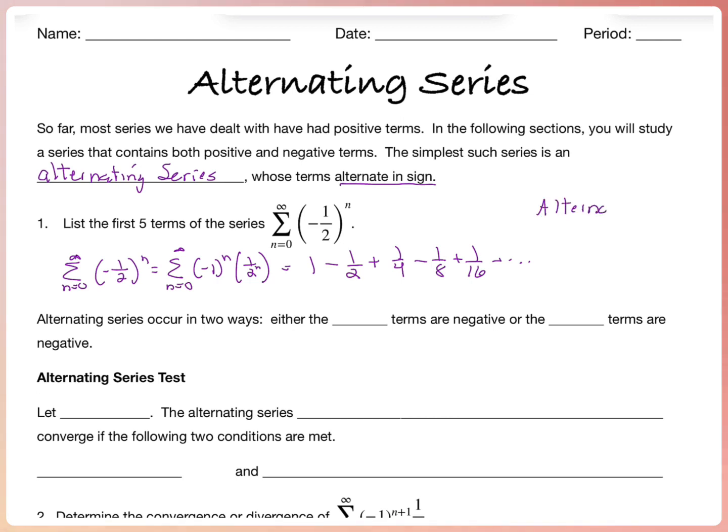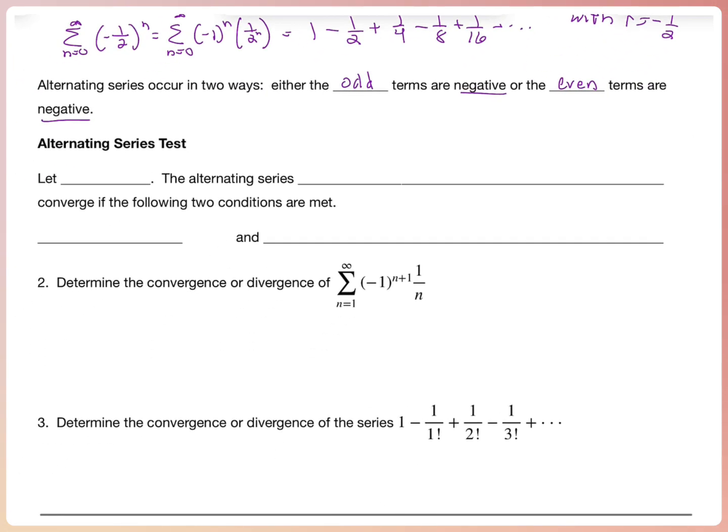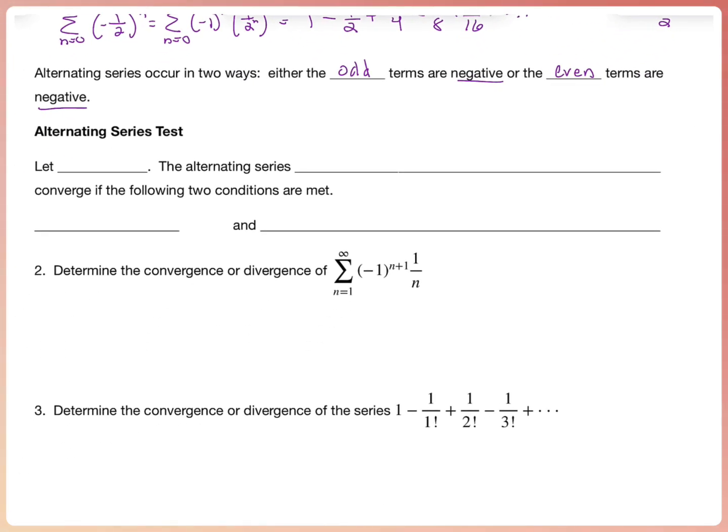Okay, this makes this an alternating series, and then we have that 1/2 to the n, which makes it a geometric series. So this is an alternating geometric series where our r is -1/2. An alternating series occurs in 2 ways. Either the odd terms are negative, or the even terms are negative, but you're alternating from positive to negative, positive, negative. You might start with negative, you might start with positive.